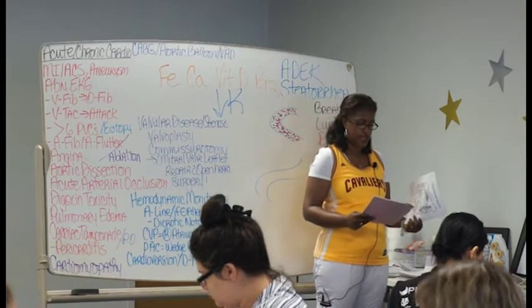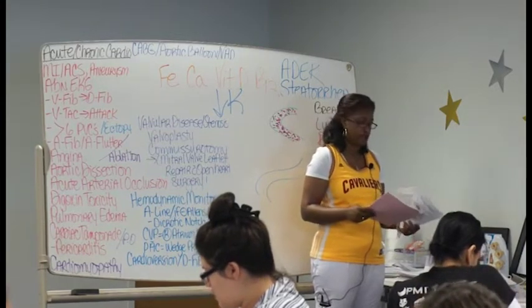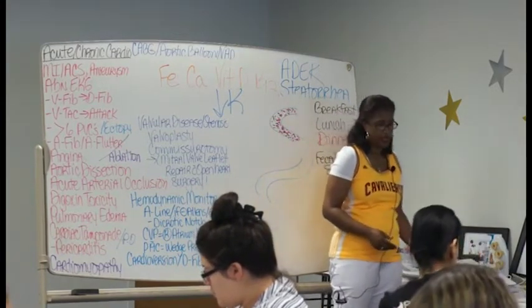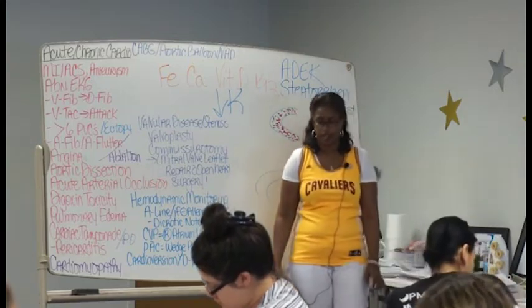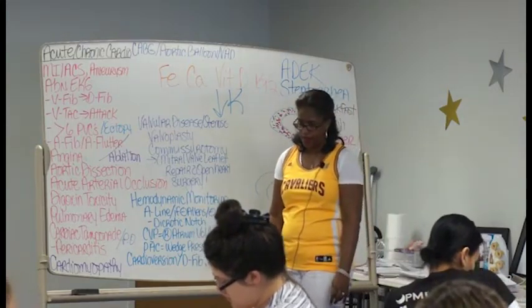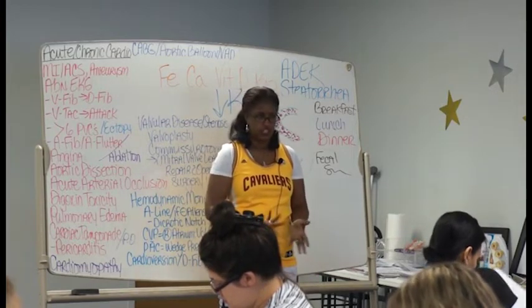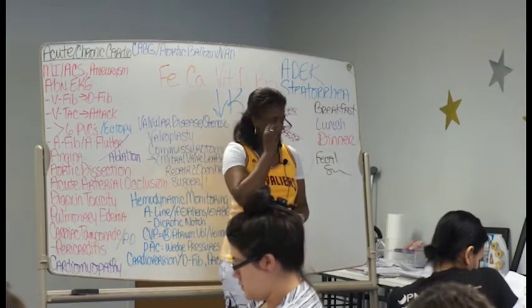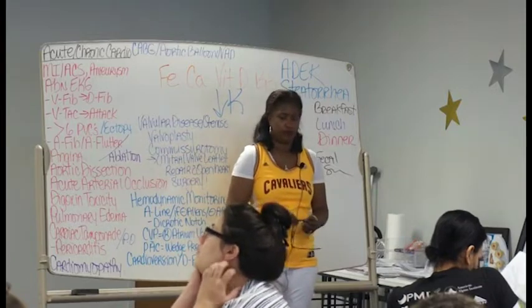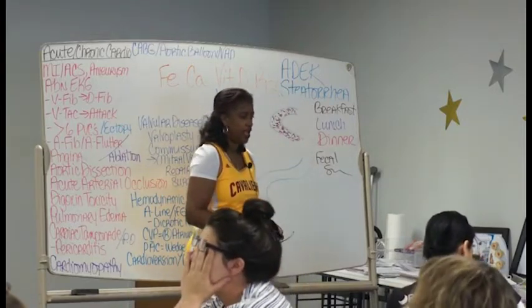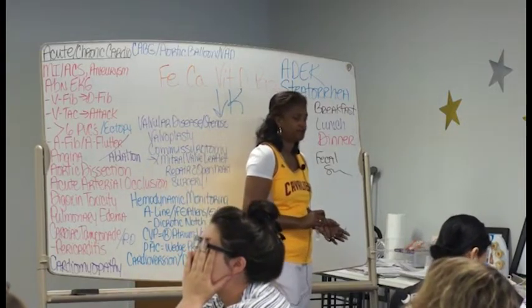In this case, we say IV times 2. I want to be clear about that. IV times 2, 18 gauge. NG, which is NG and NPO. So I have to be real clear on this one. NG and NPO.